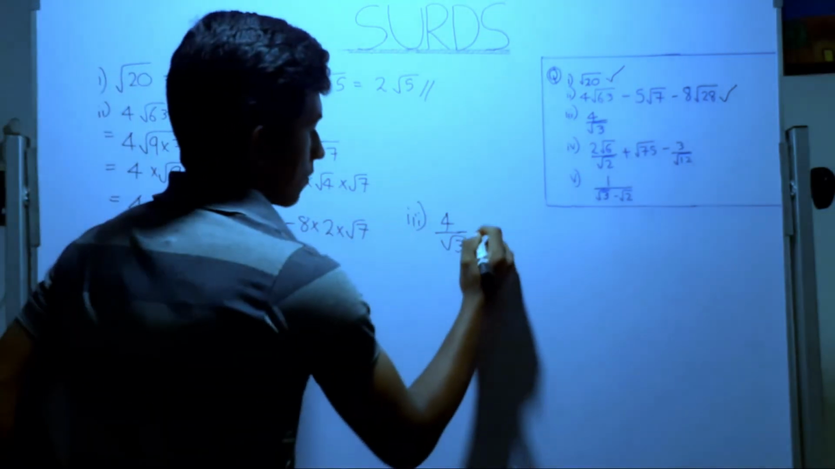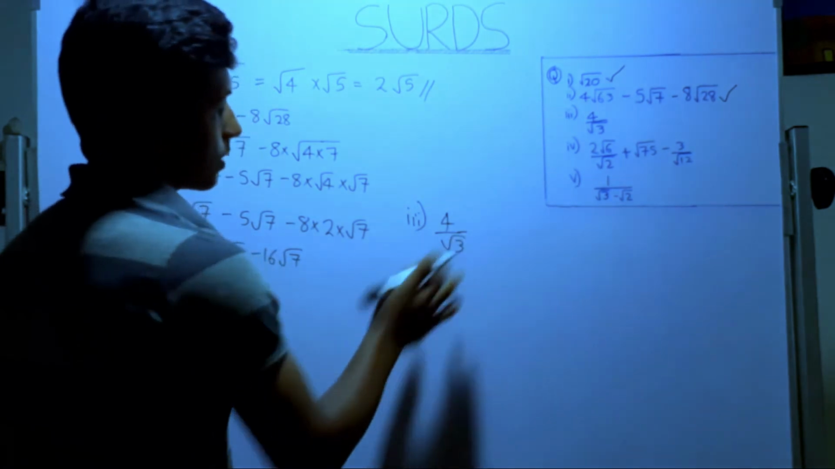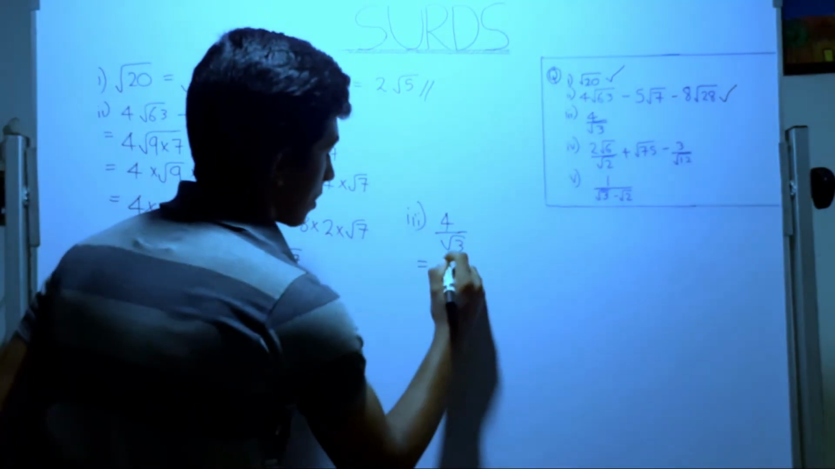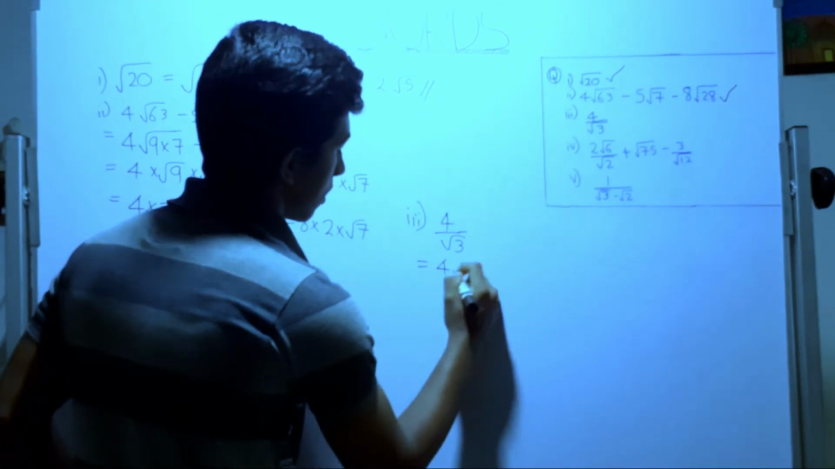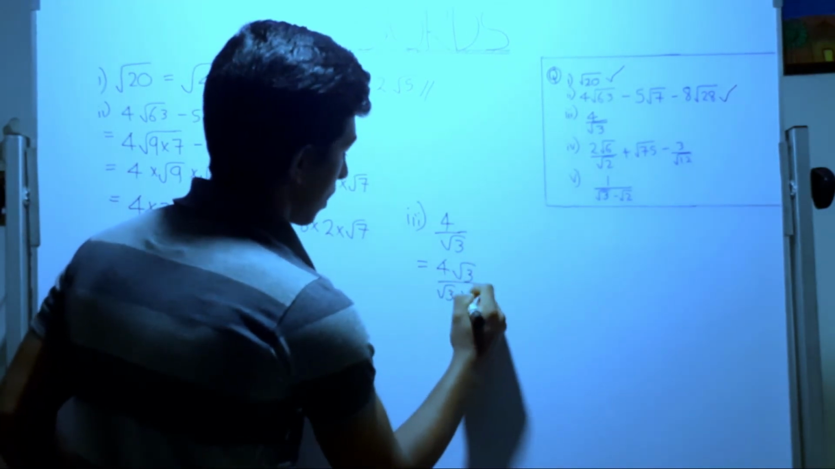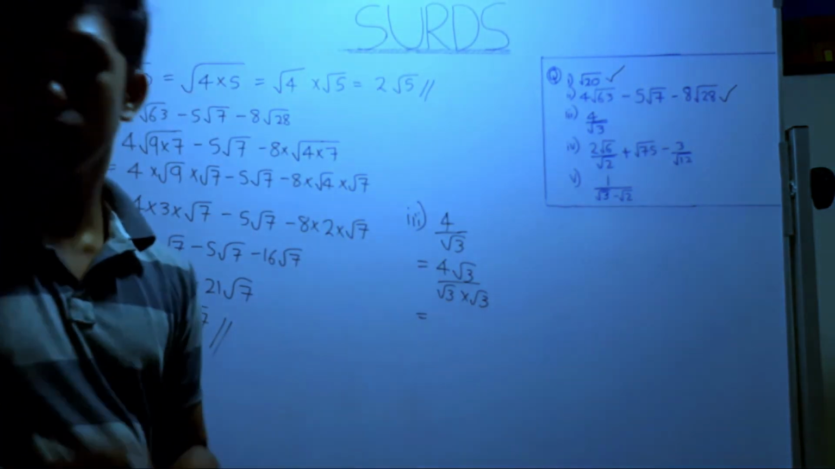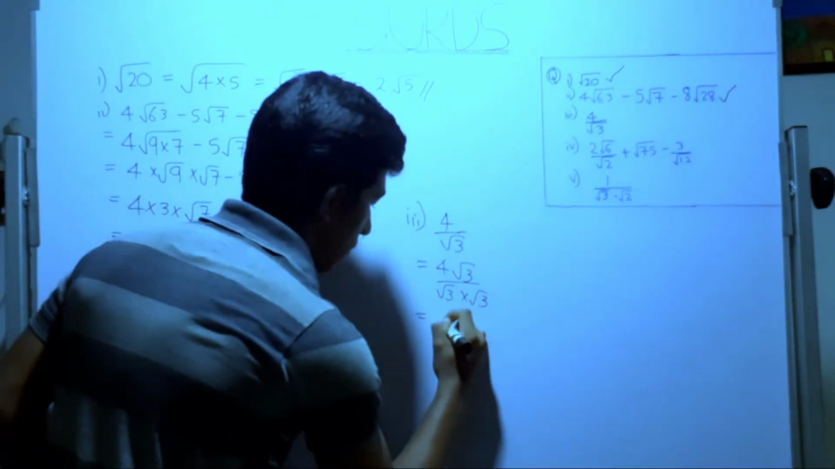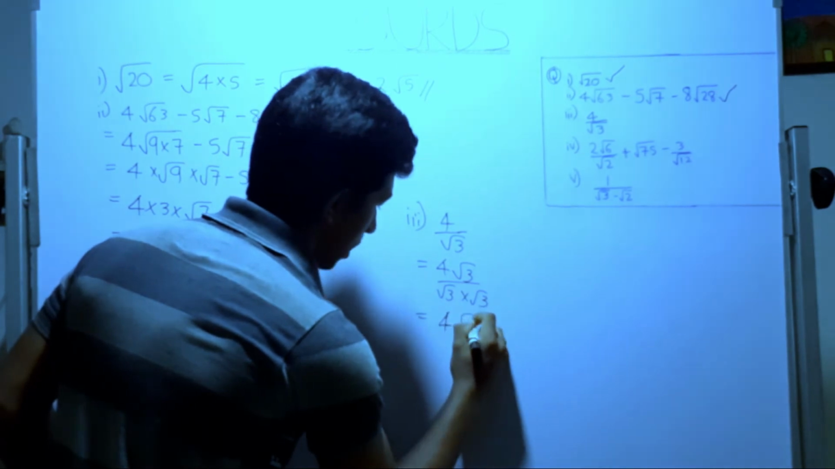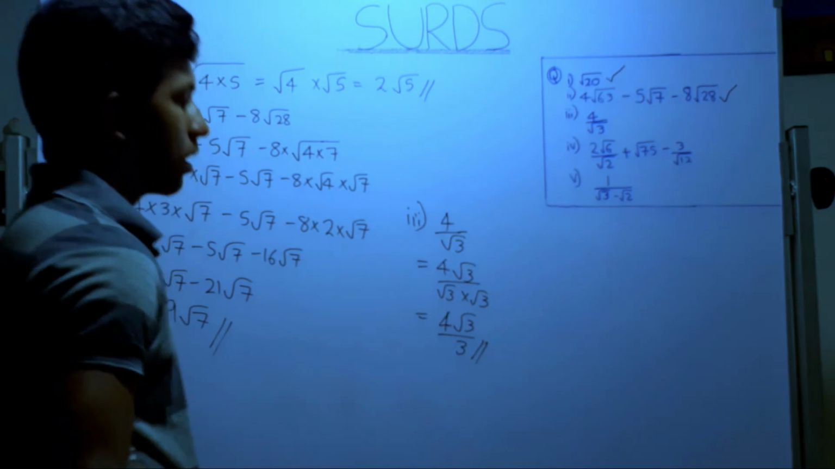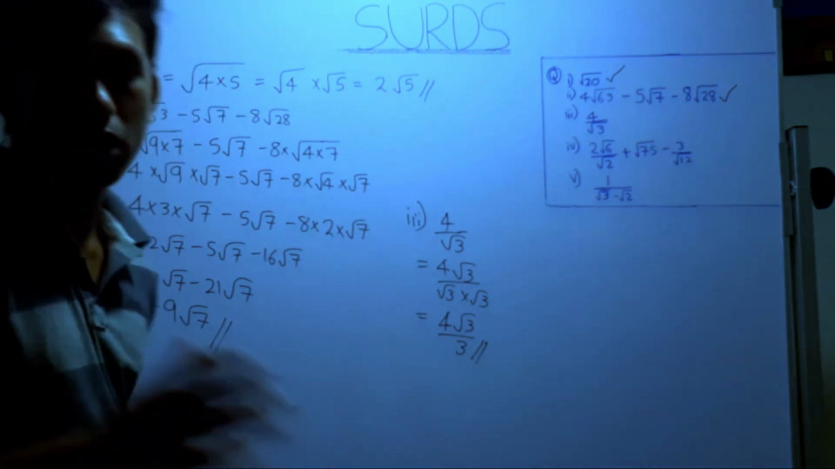If we look at this, we can get rid of this root 3 by multiplying it by root 3 itself. So we can write this as 4 root 3 divided by root 3 multiplied by root 3. Root 3 times root 3 is equal to 3. So it's going to be 4 root 3 divided by 3. This is the final answer. Okay, so we looked at these simple questions.